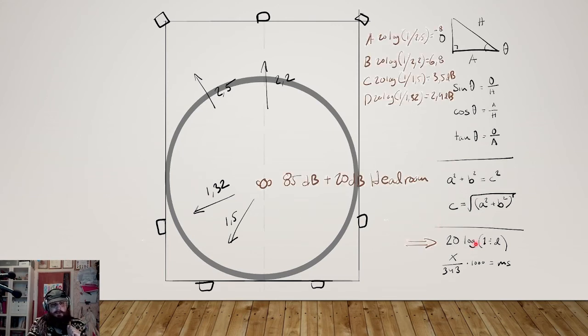Now we go to the 20 log 1 divided by d, the distance. Again, we don't need to understand what it means, only that 1 represents 1 meter, and we divide by the distance in meters.